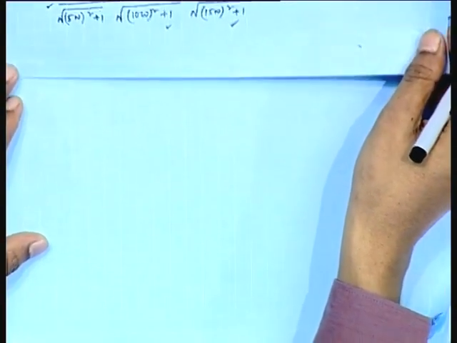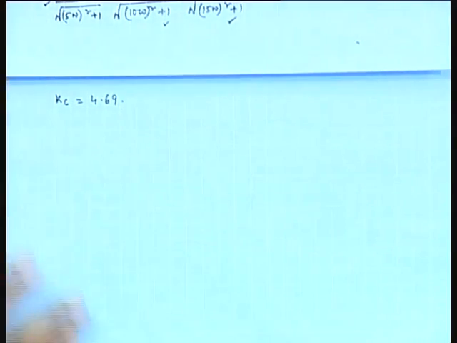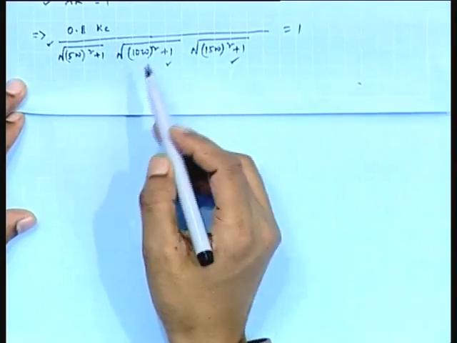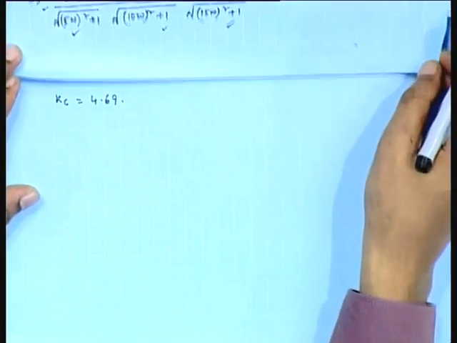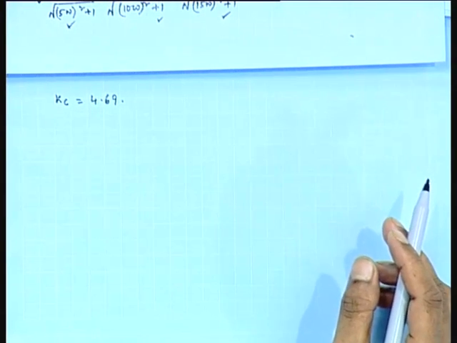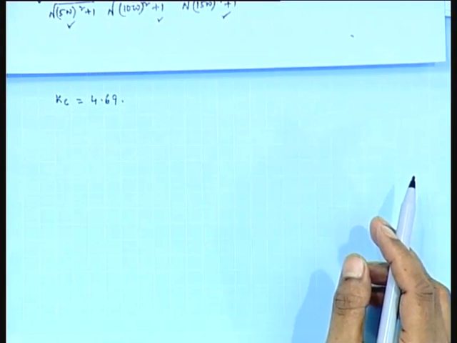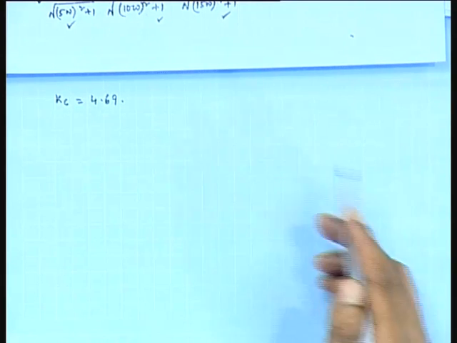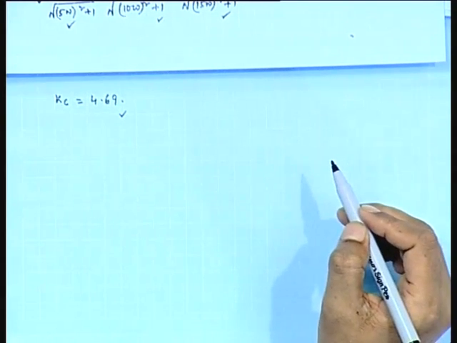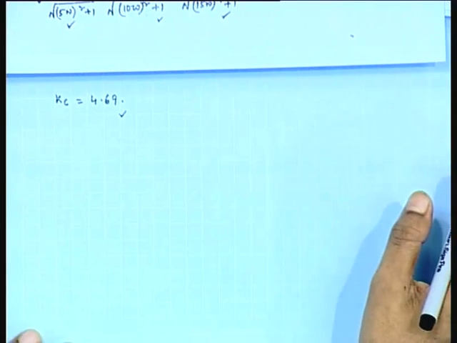Now, if we solve this, we obtain Kc equal to 4.69. Here only Kc is unknown, if we substitute omega equal to 0.12. So, finally, we obtain Kc equal to 4.69. Previously we obtained Kc equal to 4.62 considering gain margin 1.5. Now, here we are getting Kc equal to 4.69 considering phase margin 26 degree.